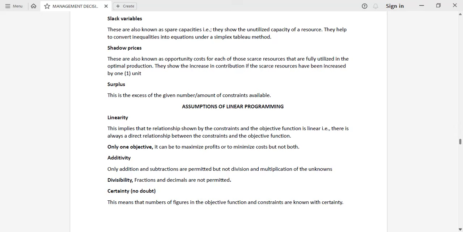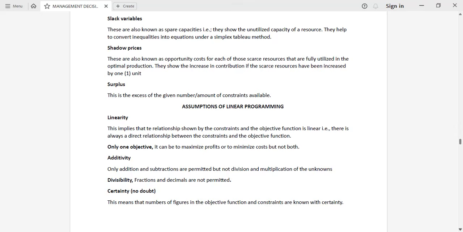So there is always a direct relationship between the constraints and the objective function. Because we said as a business, you aim at making profits. But the only way to make profit is to produce the goods that you are going to sell. There is no way you are going to produce the goods if the other resources, the materials, the labor, and others are not catered for.